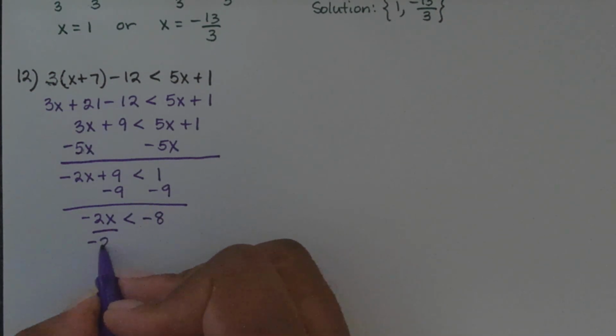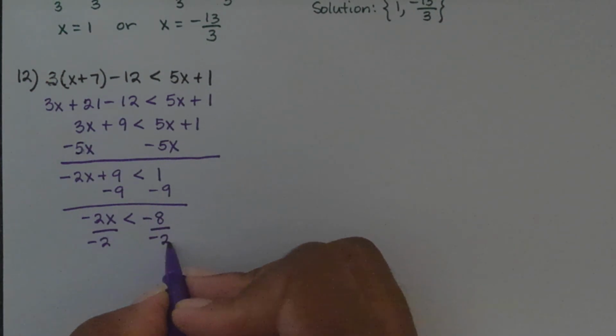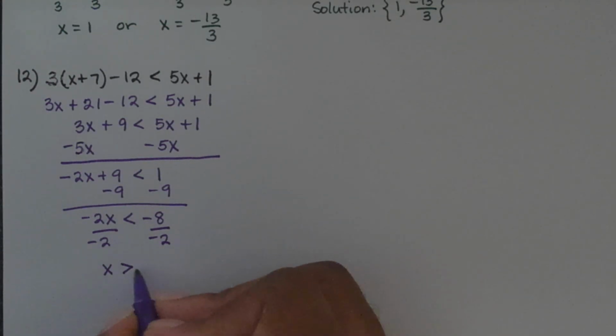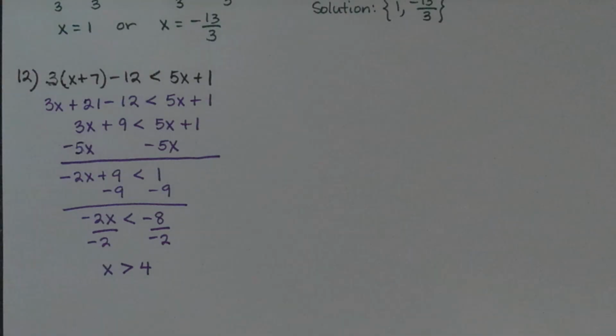And then divide both sides by negative 2. But what's going to happen to that less than symbol? We're going to flip it from less than to greater than. So the x is greater than 4.